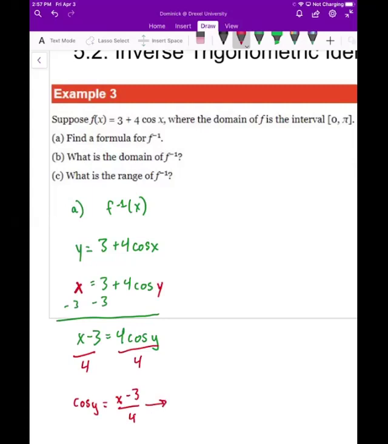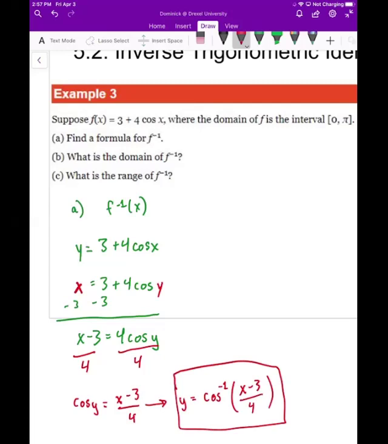And finally, we can now take the inverse cosine definition here, and we'll get that y is the inverse cosine of (x minus 3) over 4. So that's our formula for the inverse in this case.